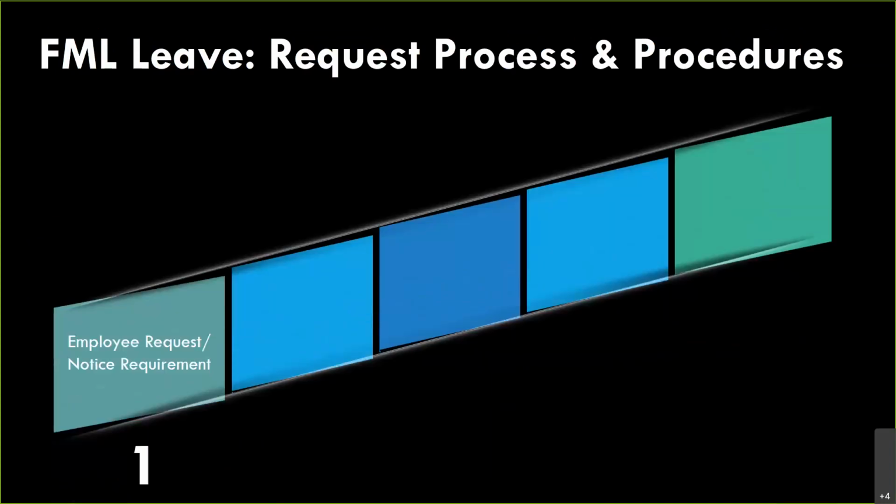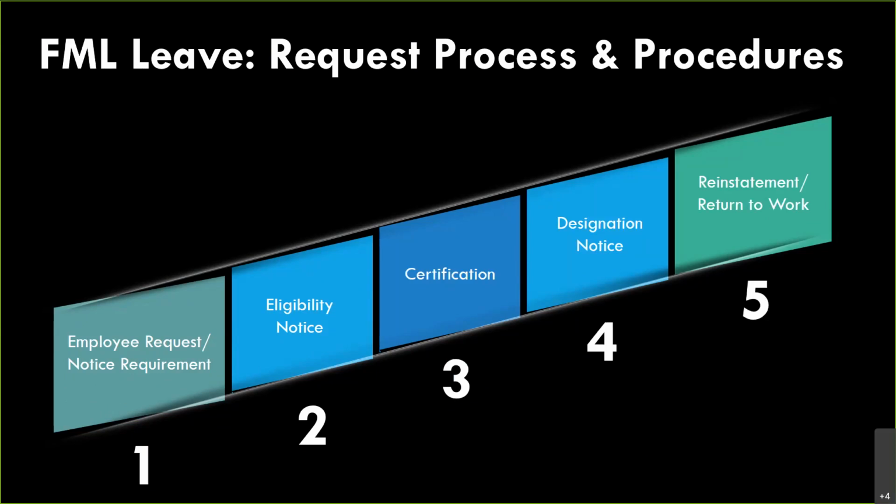So the FML leave request process and procedures. There's normally 5 steps. The first step is the employee request, and there's a notice requirement that goes out. Eligibility notice, that comes from our office. Certification, that is the certification of healthcare provider form, which is a Department of Labor form that the physician completes, either the employee's physician or the physician of the employee's immediate family member that they're requesting the leave for. There's a designation notice, and that lets you know FML is approved, FML is not approved, like what the final approval status is. And then the reinstatement return to work. So those 5 key pieces to the process.